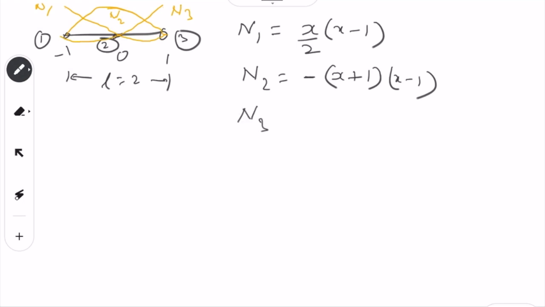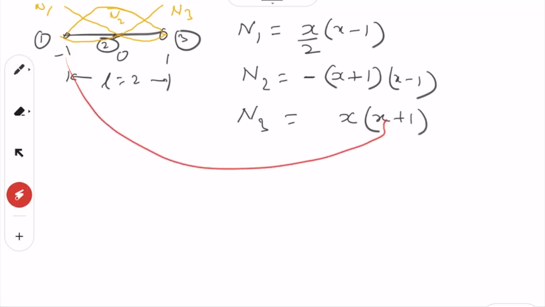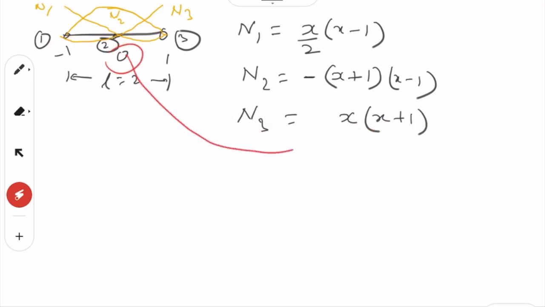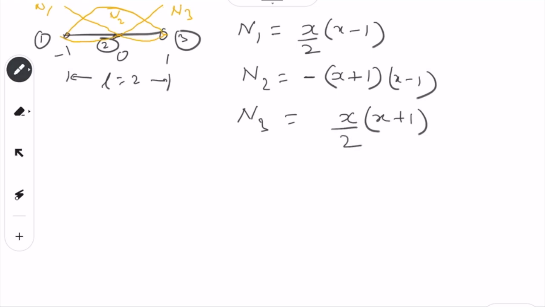Now we have N3 similarly. N3 has to be 0 here and here. So we have x multiplied by (x plus 1). If you put minus 1 here, this becomes 0, so N3 becomes 0 at x equal to minus 1. Similarly, x equal to 0 becomes 0. However, at x equal to 1 it becomes 1 multiplied by 2, so you divide by 2 and it will be 1. So we get N1, N2, N3 now.